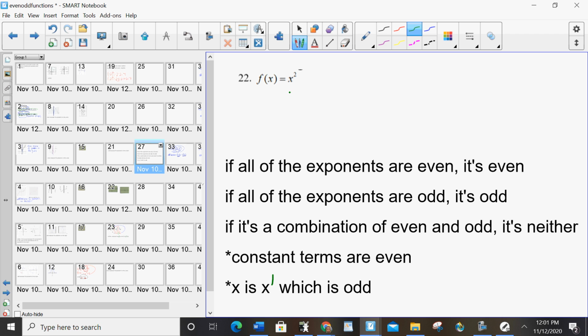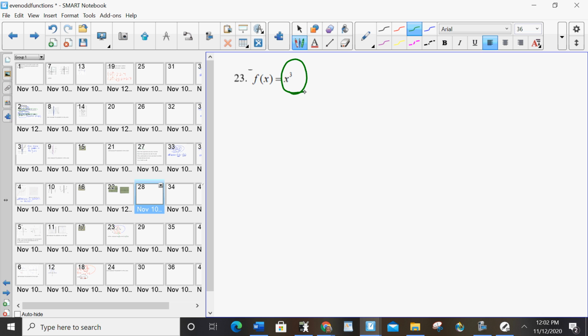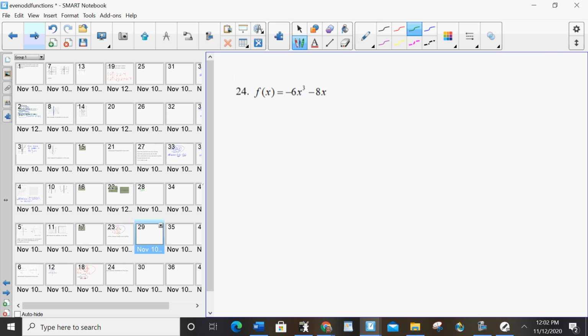So in this one, the only exponent is even, therefore it's even. In this one, the only exponent is odd, therefore it's odd. In this one, I have x to the third and x to the first. They're both odd, so it's odd. This one, x to the 8th and x to the 2nd, they're both even, so it's even.